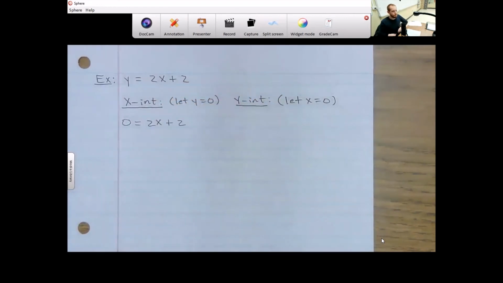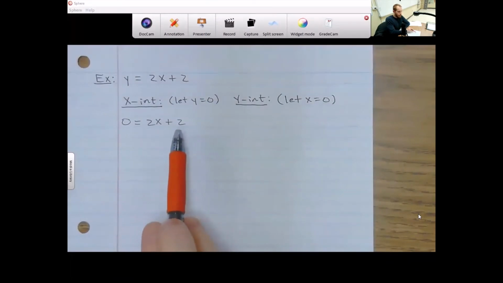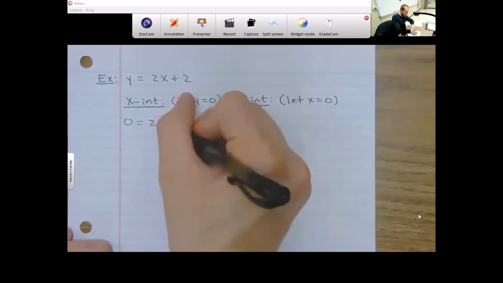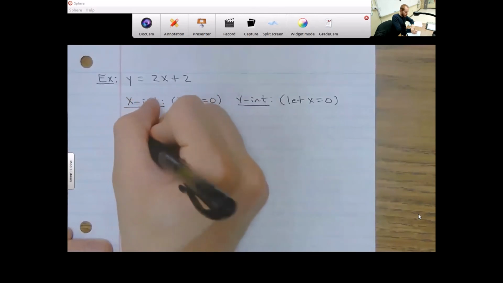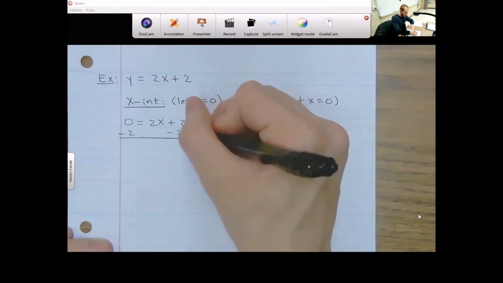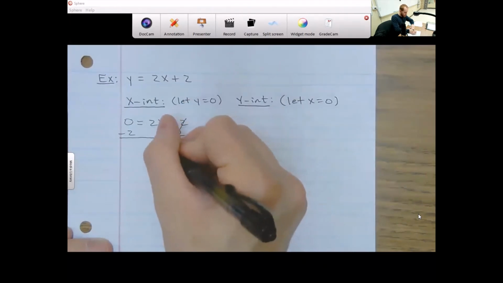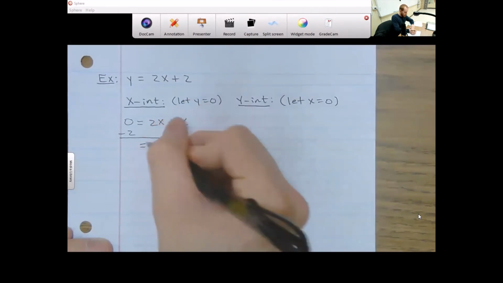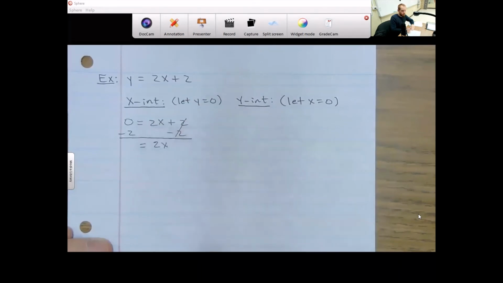0 equals 2x plus 2. Right? So now what can I do to get x by itself? Well, I've got to get rid of that positive 2 first. How can I get rid of a positive 2? I can subtract 2 from both sides, right? So when I subtract 2 from both sides, what happens? Well, these 2's are going to cancel out. The 2x is going to come down. And on the left side, what's 0 minus 2? That's going to be negative 2.